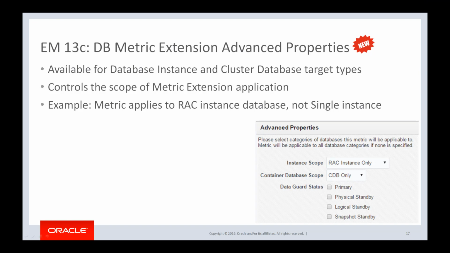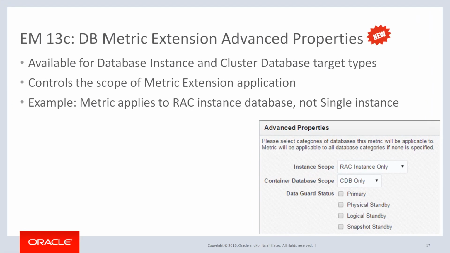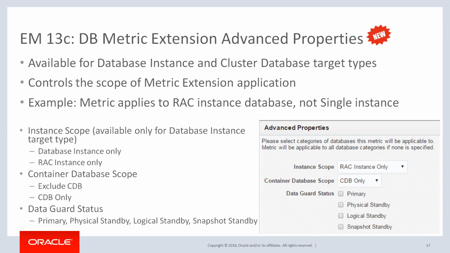When you create the metric extension, you can specify what type of database the metric extension can be deployed to. A sample use case for this feature is you want to use a monitoring template to deploy a metric extension only to RAC instance database but not to single instance database. To achieve this, you can select RAC instance only as the instance scope. You can even further refine the scope of the database target by specifying the container database scope to be CDB only or exclude CDB.